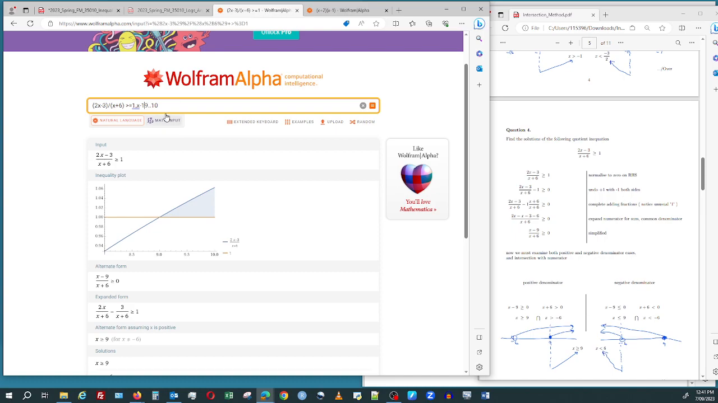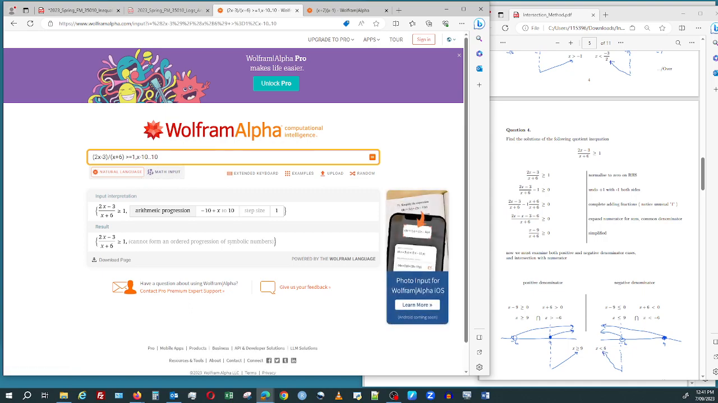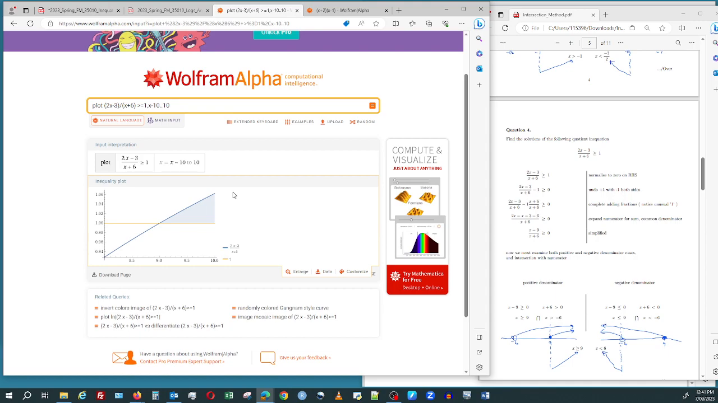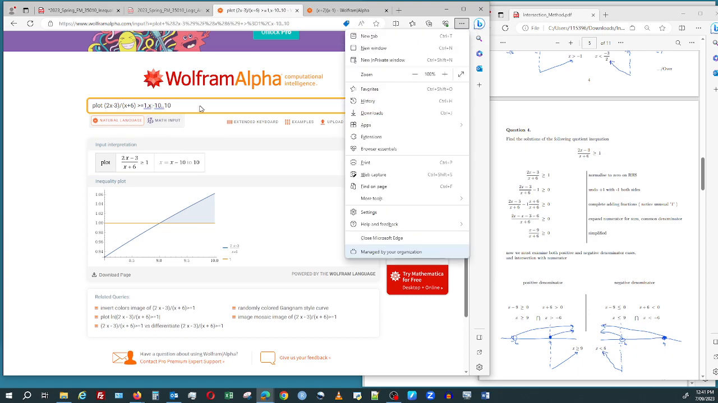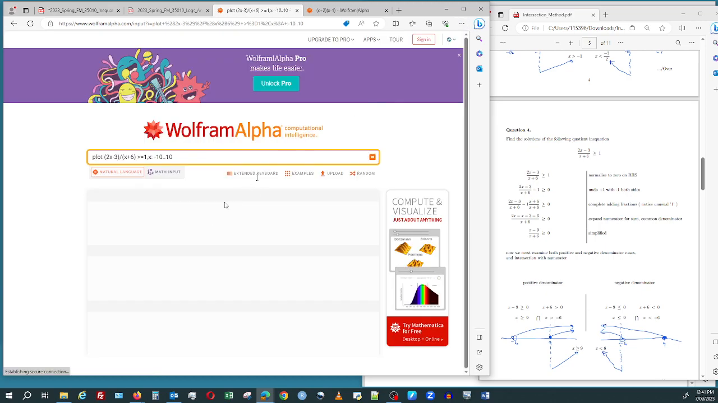I'm sure I pressed the wrong value there. Don't progress me, plot me. Now what did you do? 2x minus 3 over x plus 6, greater than 1. But you didn't do, what did you do there? You need a comma, a space. Sorry, I just did the wrong entry into Wolfram, that's all it was.